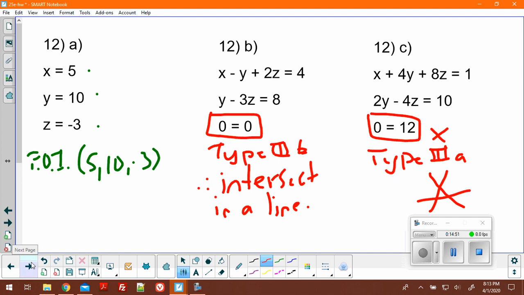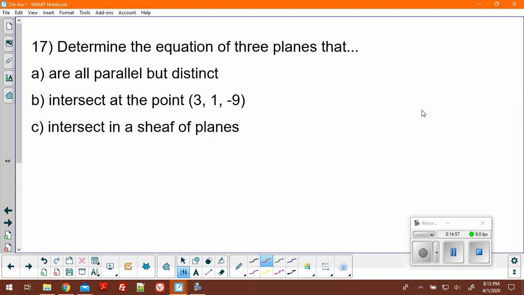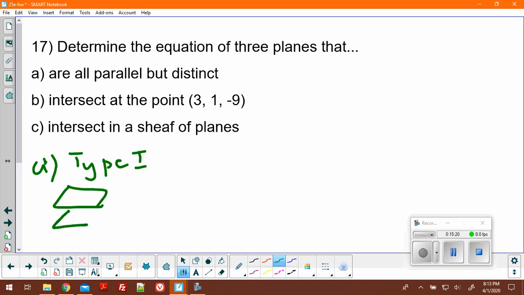Okay, on to number 17. Determine the equation of three planes that are, and here are the different conditions for the different questions. First, there is no single solution to this, but let's talk about what each one means. Part A: parallel and distinct. So that is the whole type 1, where I have three planes that are parallel and they don't intersect. So what could the equations of these planes look like?